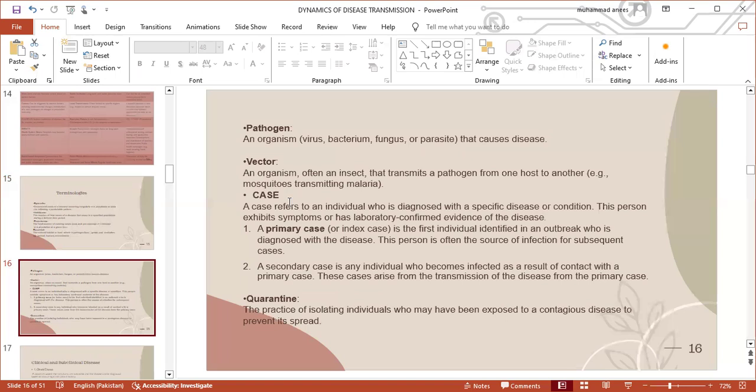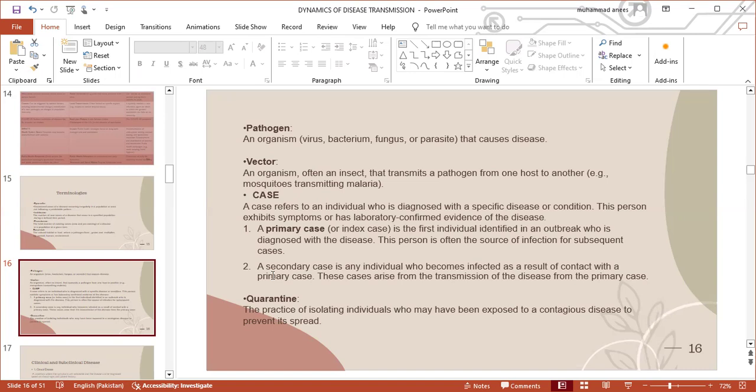Case. A case refers to an individual who is diagnosed with a specific disease or condition. This person exhibits symptoms or has laboratory confirmed evidence of the disease. A primary case, or the index case, is the first individual identified in an outbreak who is diagnosed with the disease. This person is often the source of infection for subsequent cases.